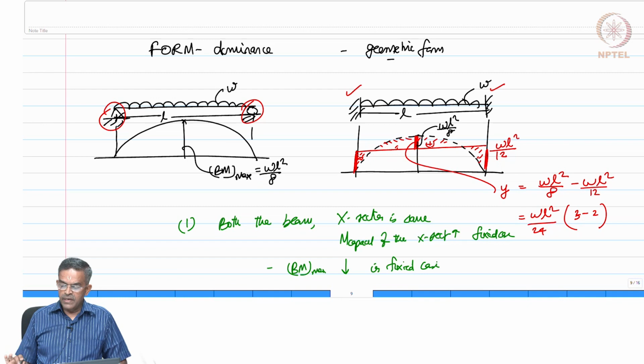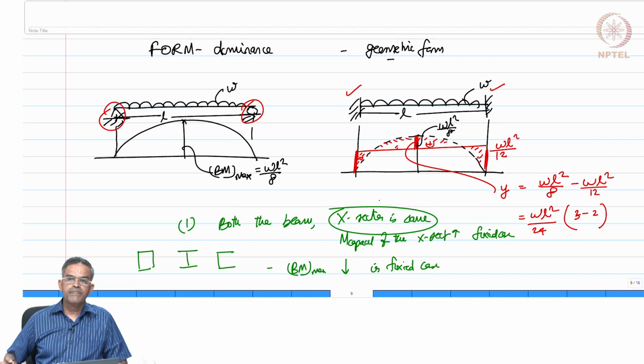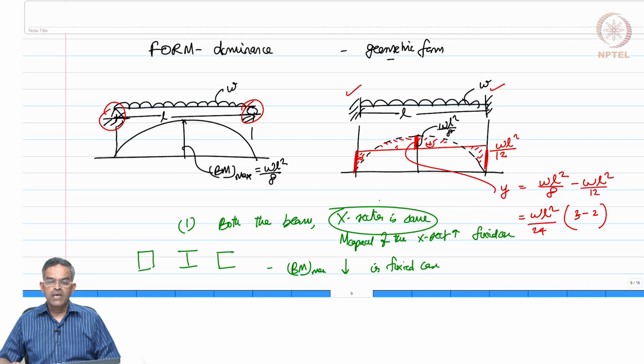Material is same, it can be concrete, it can be steel. Cross section is same, it can be rectangular, it can be I section, it can be a channel section. By keeping the cross section same, only we change the support condition, which is one of the characteristics of form dominance, help us to decrease the effective bending stress at the critical section, or there is a reduction in bending moment.